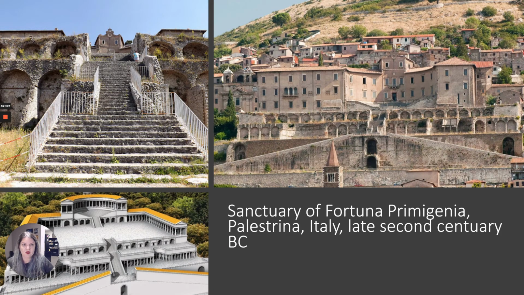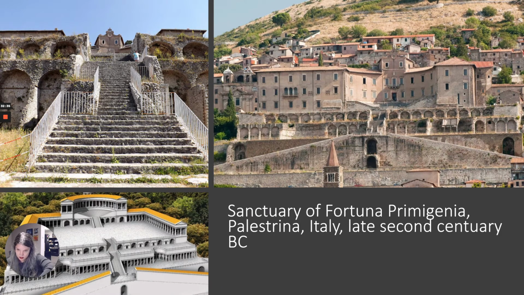So this structure is pretty amazing. This is the Sanctuary of Fortuna Primigenia. It's in Palestrina, Italy, and it's from the late 2nd century. Fortuna Primigenia is the goddess of good fortune, so she's related to the other god we were talking about, the god of ports, Fortunus. So this sanctuary is devoted to her and her followers and priestesses.